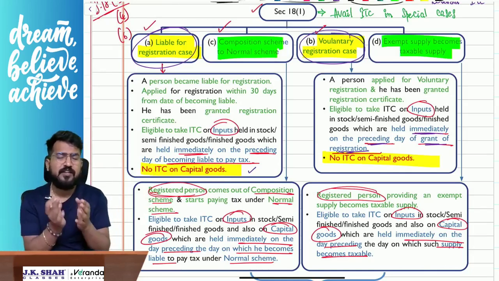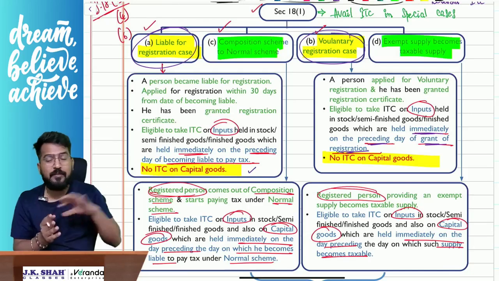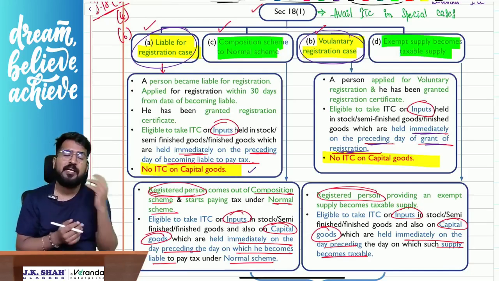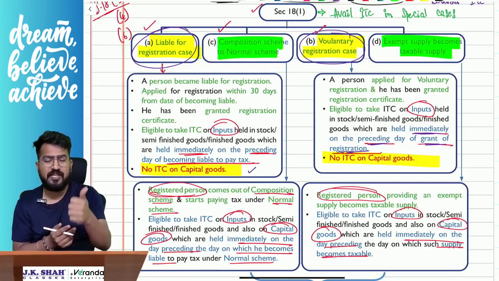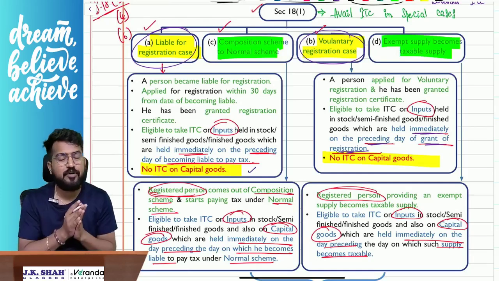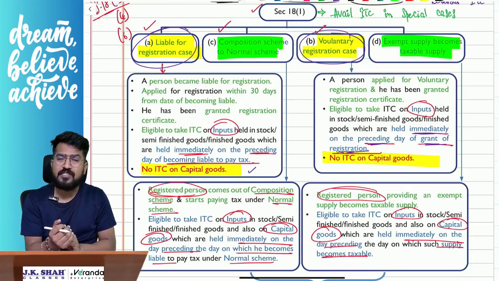Clause C and D, sir: so long as you are under composition scheme, now you are coming under normal scheme. You are coming out of composition scheme. The date when you become ineligible for composition scheme, the immediately preceding day, whatever inputs are lying in stock, work in progress, finished goods, on that you can take ITC, and also you can take ITC on capital goods. That is why I told you clause C and D are different. What is the difference in clause C and D with respect to A and B?